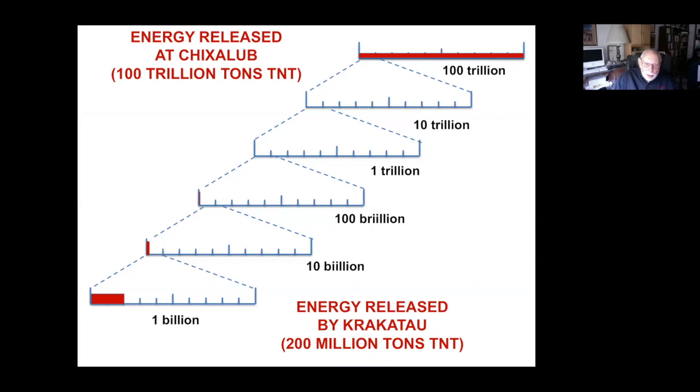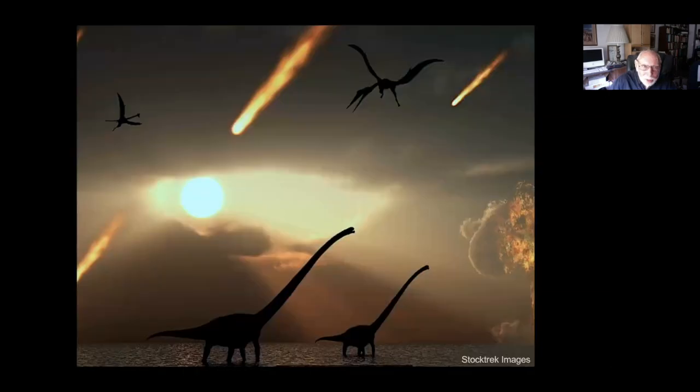And if we look at the energy released by Krakatoa, it was about 200 million tons of TNT. And if you compare that with the energy released at Chicxulub, which is equivalent to 100 trillion tons, the explosion of Krakatoa would be like a tiny firecracker compared to a blast of many blocks of dynamite, just not in the same ballpark. And an explosion that great, we just really don't know that much about what it would do.